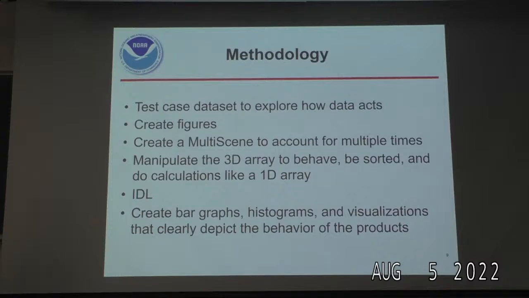And so this became a bigger challenge for me than I had initially realized, and because we were on a tight time scale, my mentor Andy did provide me with a script in IDL to help speed up some of these analyses. And so we looked at different types of bar graphs, histograms, and cartographic projections to see what the products were behaving like. And here's an example of what some of my code looks like.